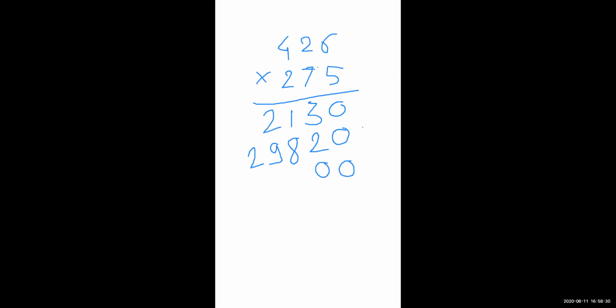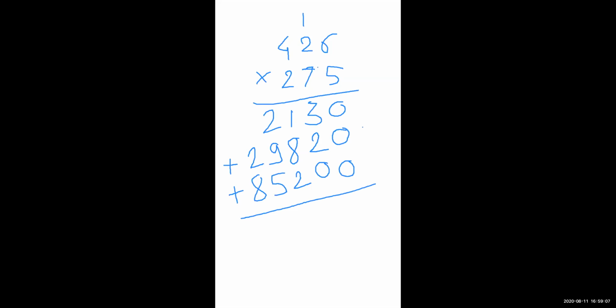Count 2 table. 2 6s are 12. 12 is 2, 1 goes to carry. 2 2s are 4. 4 plus 1 is 5. Then 2 4s are 8. Okay. Now the last step remains, that is addition. Yes, addition of all the subproducts. Finally you will get the answer.